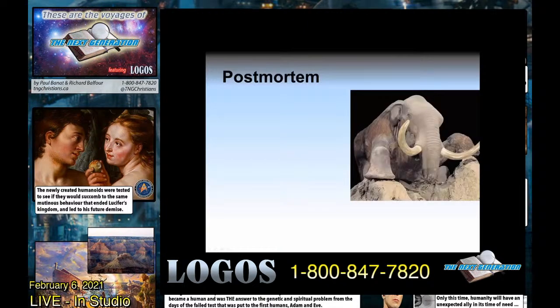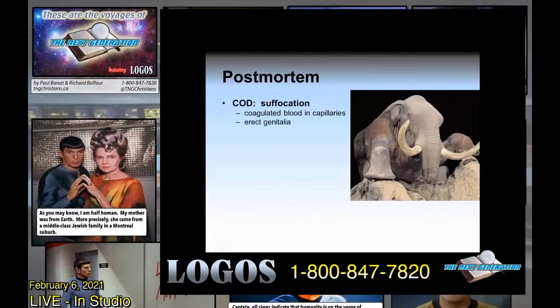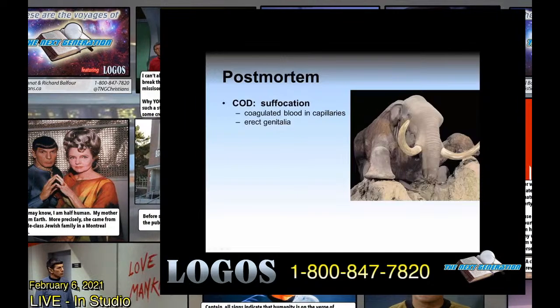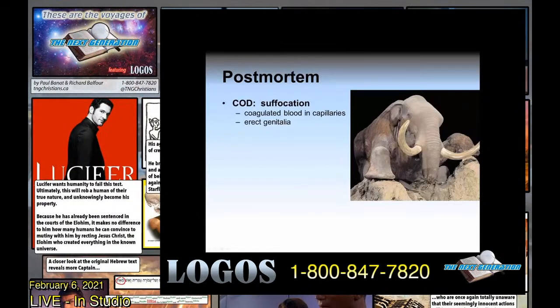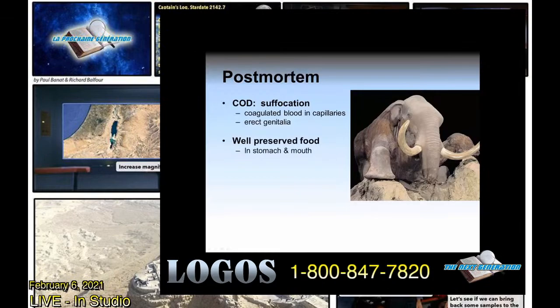The cause of Beherovka's death was determined to be suffocation because blood was found to be coagulated in its capillaries. Also, the male genitalia was found to be erect, which is a telltale sign of slow suffocation. Other mammoths recovered show similar signs of asphyxia and inhalation of dust and silts. Interestingly, the stomach contents were well preserved and showed little signs of breakdown by enzymes.